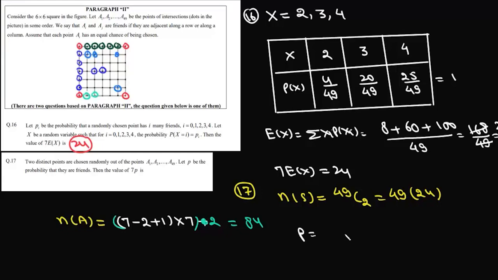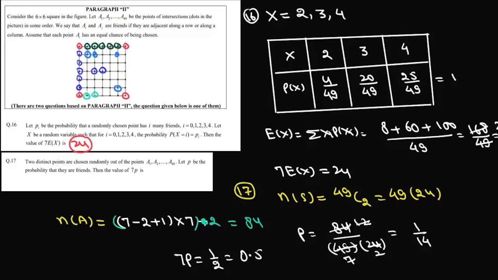So this required probability P will be 84 upon 49 into 24. Now this is 7 and this is 2. So this probability is 1 by 14. Now we need to find the value of 7P. So the value of 7P is 1 by 2 or 0.5. So this required value is 1 by 2 and that is the answer to this question.